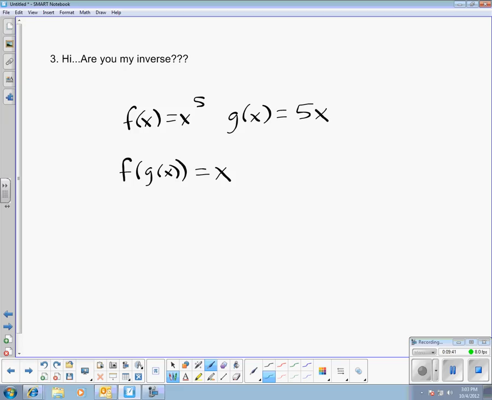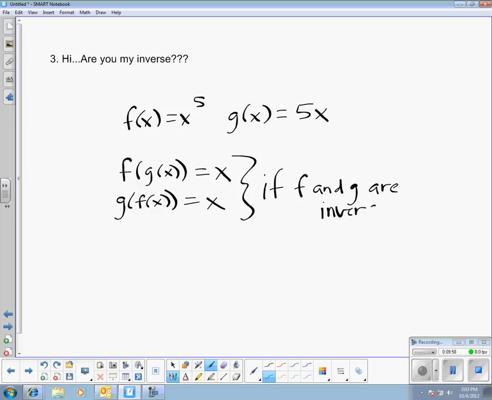And we talked about plugging an entire function into another function earlier. And g of f of x will also equal x. This is the case if f and g are inverses of each other. So to check, plug in one for the other and see if it reduces down to just an x.